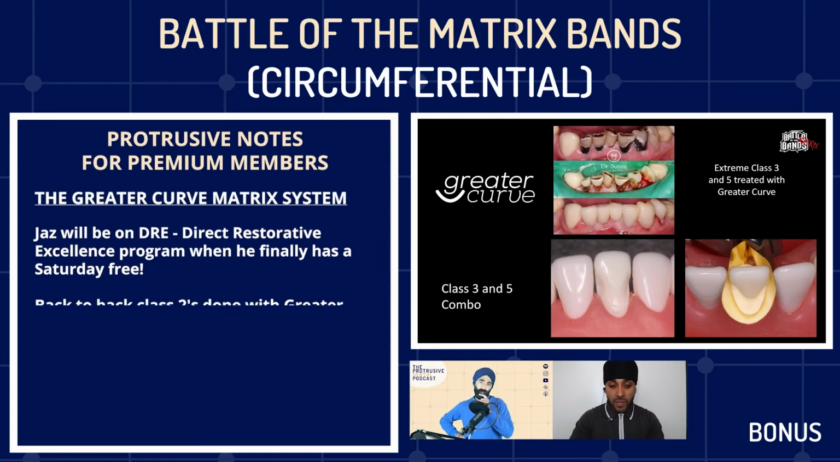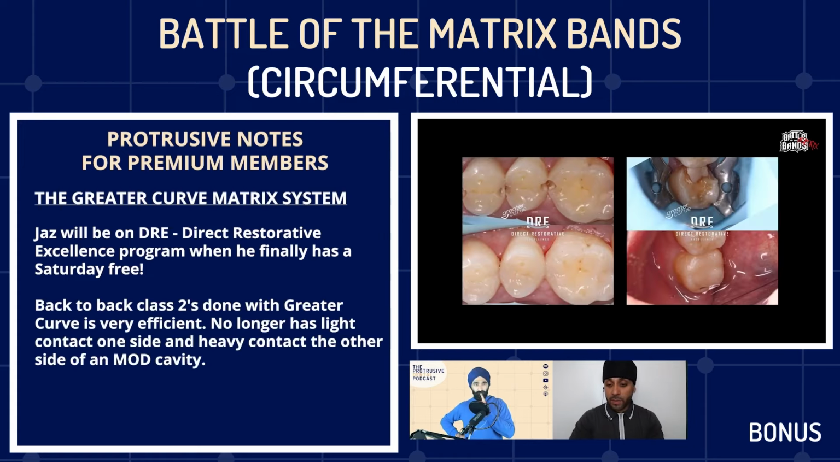Sweet. Here are some examples of class 2s and broken cusps. And the fantastic thing that I found with the Greger curve is doing back-to-back class 2s has become one of my most profitable procedures. It's a very efficient way of doing it and it's very reproducible. And I'm rarely having to redo anything because there was a light or open contact. Traditionally with MODs, I'd always have one that was light, one that was heavy. That frustration is completely gone.